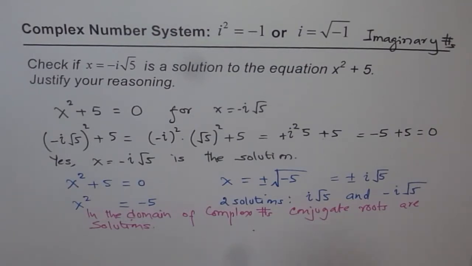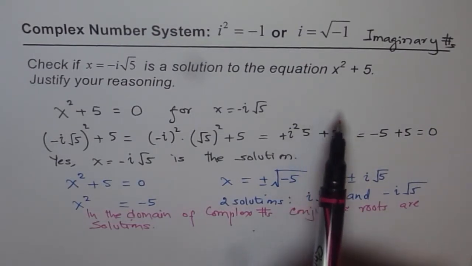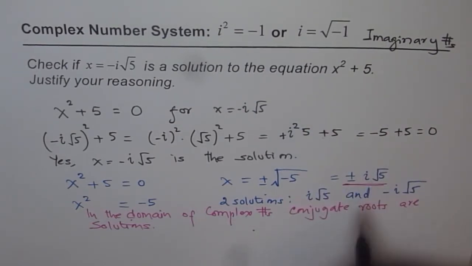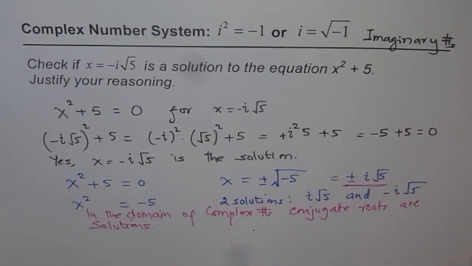But in case you are given a question like this, and the question is, find the solution, then you should write both the solutions. Remember that part, both the solutions. Complex roots will always give 2 answers, and we call them conjugate since they have plus and minus signs with them, right? I hope that helps you.